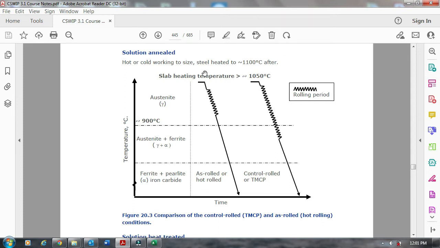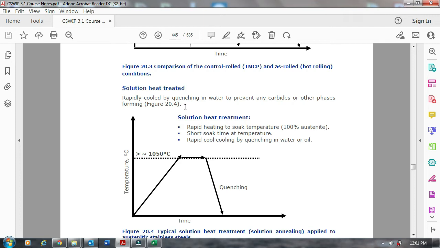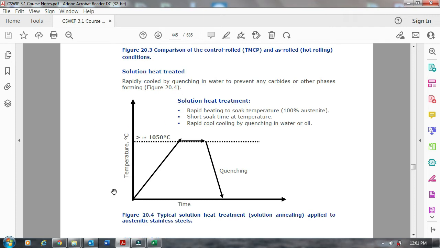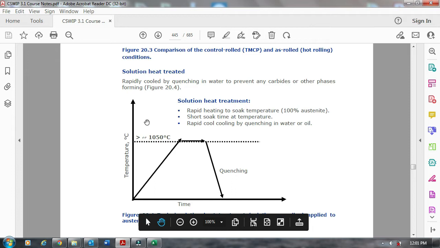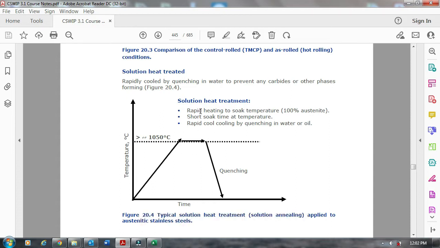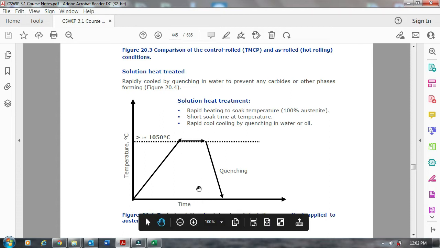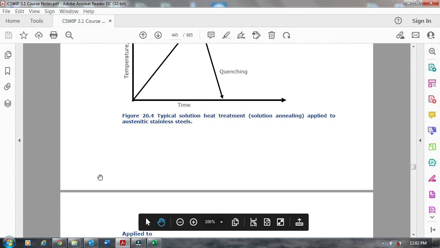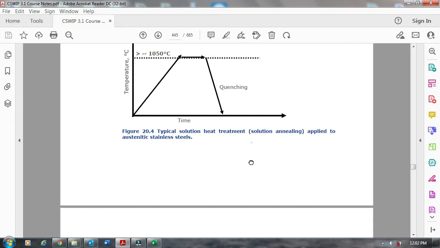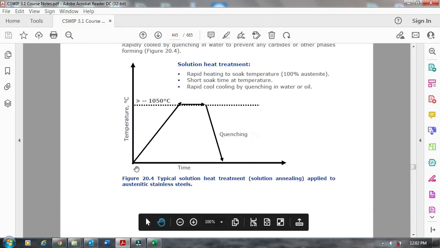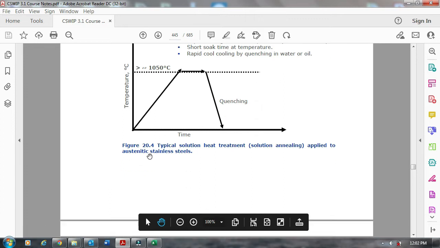That is how it is done. So come to solution heat treatment. In solution heat treatment, the steel is rapidly cooled by quenching in water to prevent any carbide or other phase formation. So the temperature will be taken up to 1050 degrees, then kept for soaking, and then from there it is quenched in water. So you'll get a very hard kind of steel. Typical solution heat treatment, solution annealing, applies to austenitic stainless steel. So usually this is used for austenitic stainless steel.